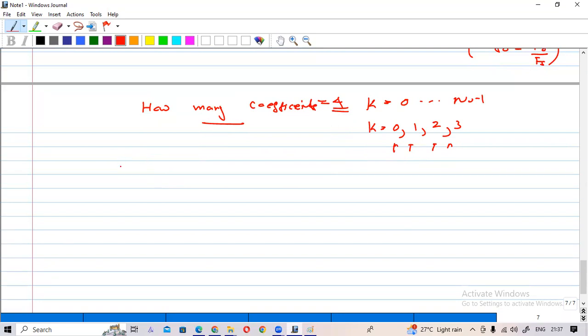What are the coefficients you have? When k is equal to 0, you have C naught. k is equal to 1, you will have C1. k is equal to 2, you will have C2. k is equal to 3, you will have C3. So these are the coefficients you will have. Only 4 coefficients.